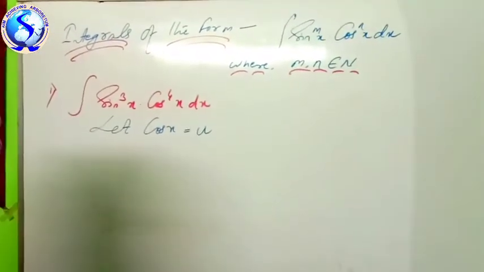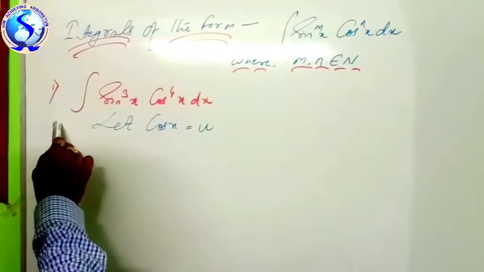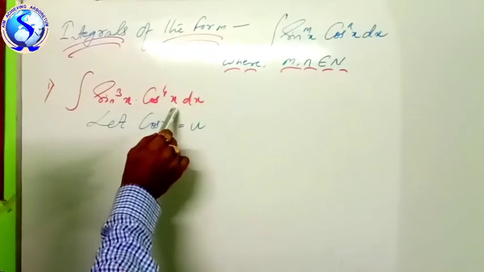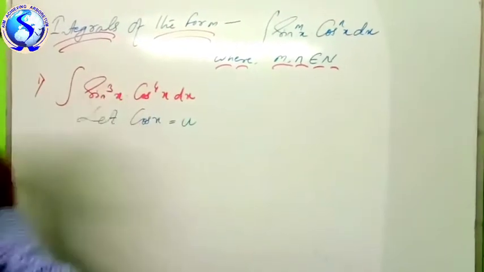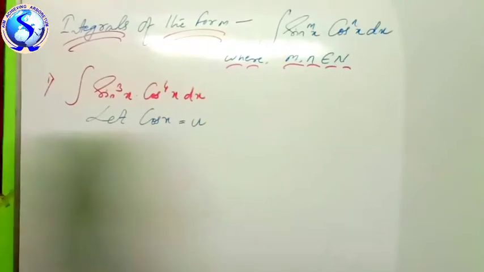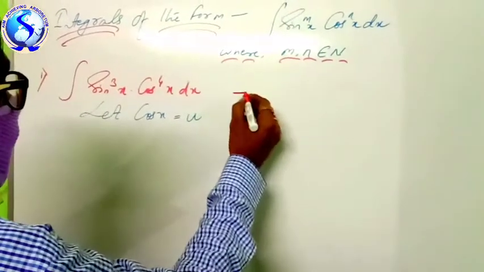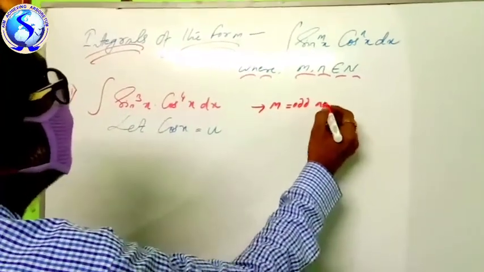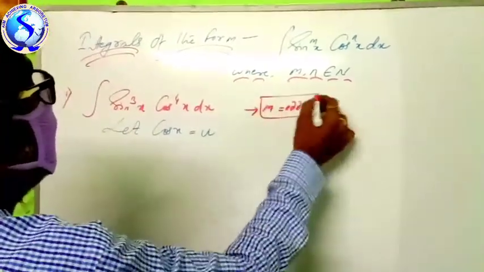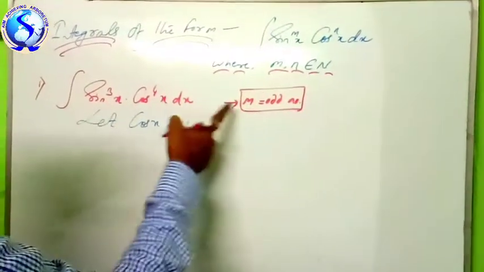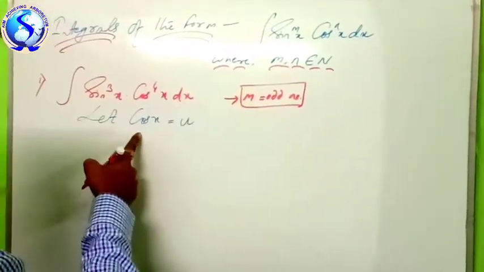Next, I am taking number 1: integration sin cube x into cos to the power 4 x dx. Here m is an odd number. So how to solve? If m is an odd number, meaning the exponent of sin x is an odd number, then you have to take cos x as u.